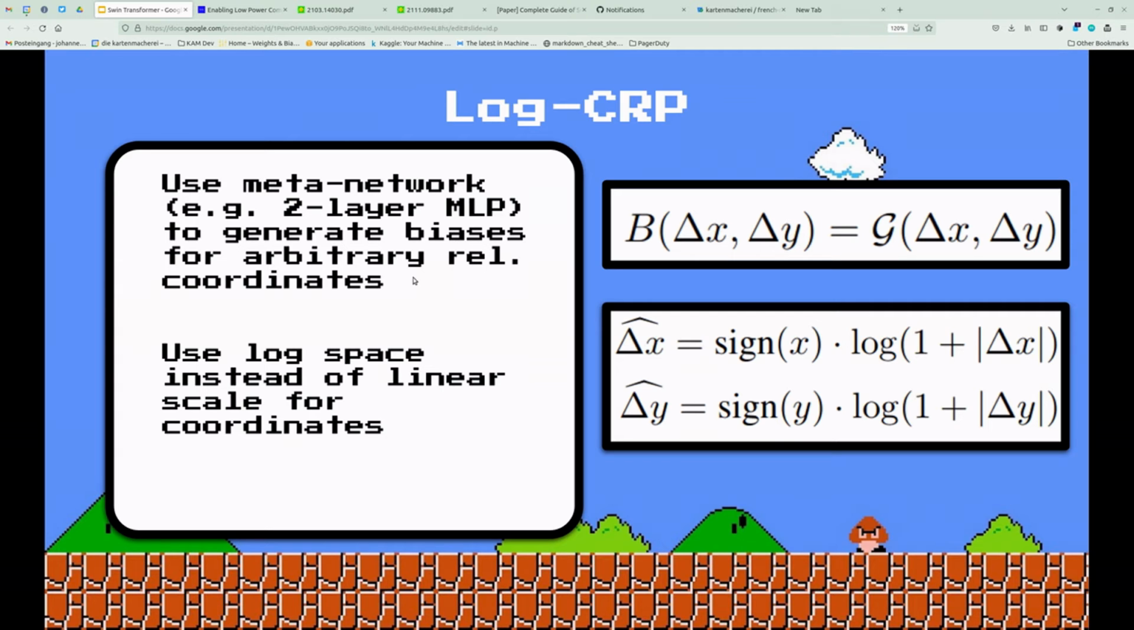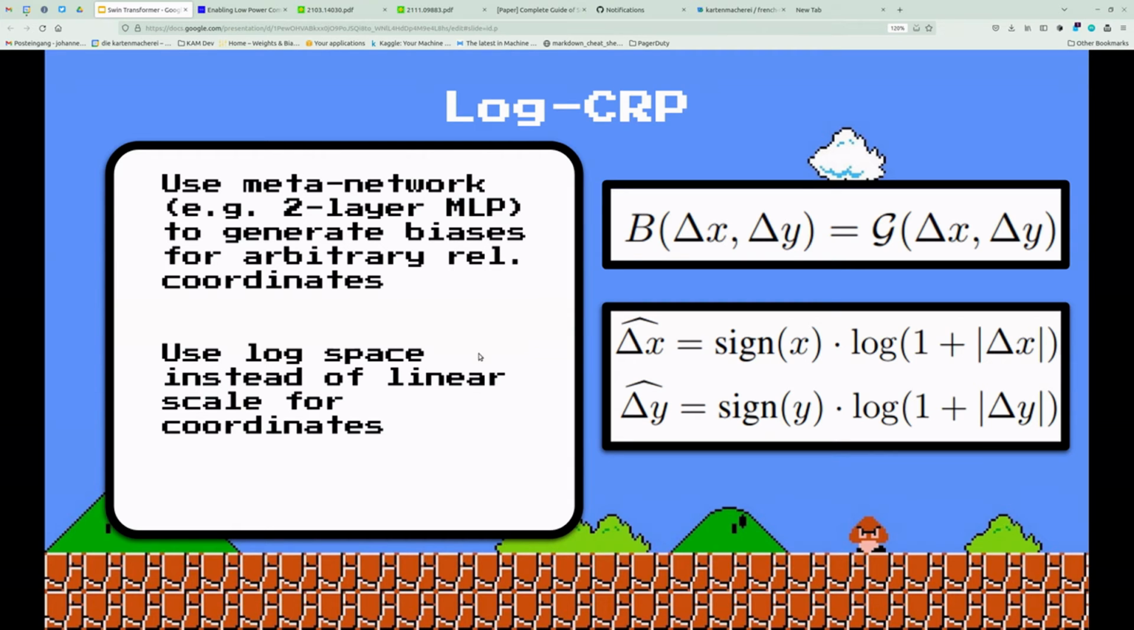They also say that they don't just use the linear scale of the coordinates, so not like 1, 2, 3, 4, 5, but they use the log space. Because in log space it actually saves a bit of computational power, since the differences in total values are not as big. When you just count in integers, it's way bigger than when you're in log space. I hope you can imagine that.